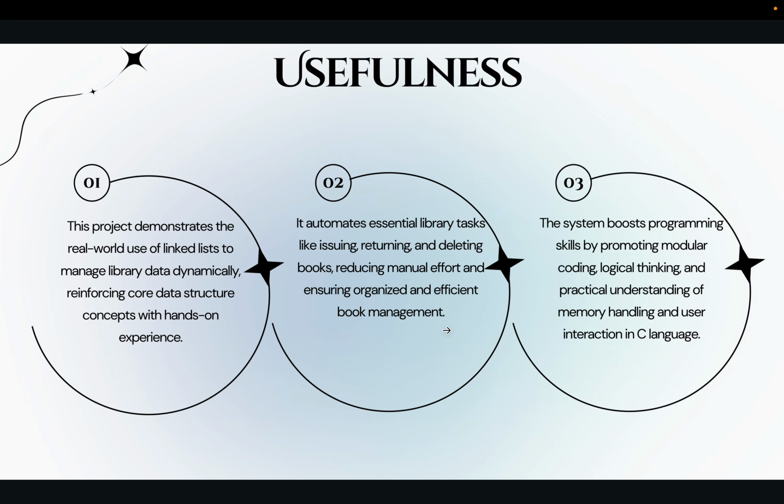And so moving forward, what is the usefulness? For describing the usefulness of our project, this project demonstrates the real world use of linked lists to manage library data dynamically, reinforcing core data structure concepts with hands-on experience. It also automates essential library tasks like issuing, returning, and deleting books, reducing manual effort and ensuring organized and efficient book management. Lastly, the system also boosts programming skills by promoting modular coding, logical thinking, and practical understanding of memory handling and user interaction in C language.